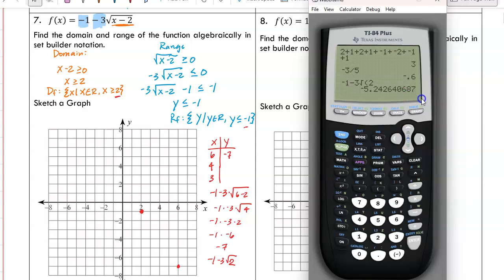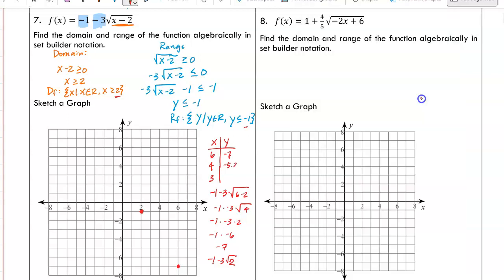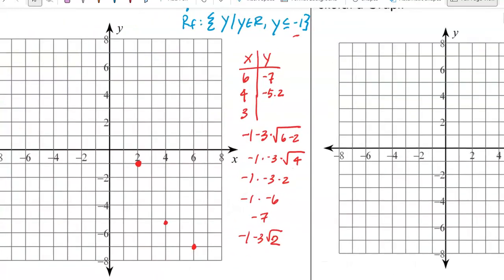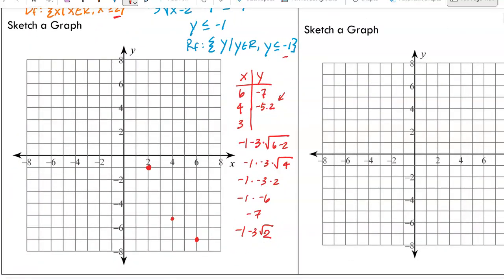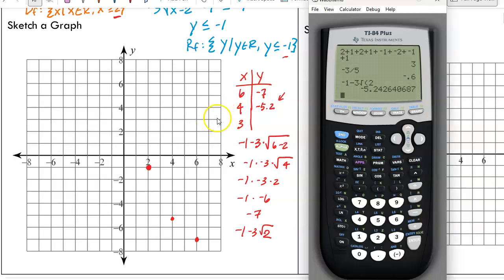Okay, so negative 5.2. Negative 4, negative 5.2. Once again, that's kind of ambiguous. I mean, that's an estimation, but once again, my table takes care of that problem. I can clearly see and grade it.